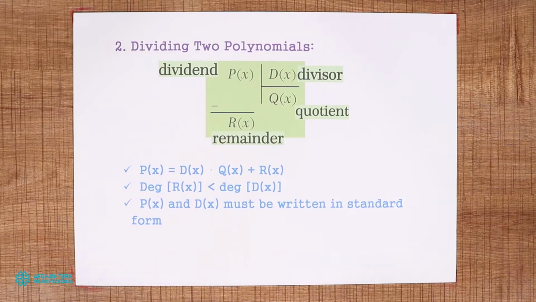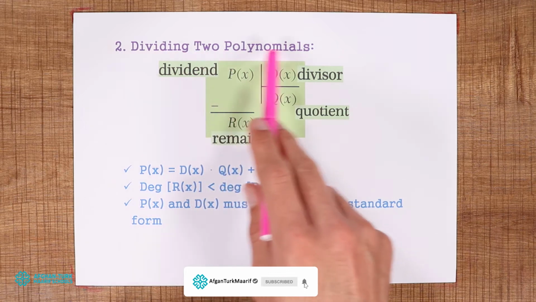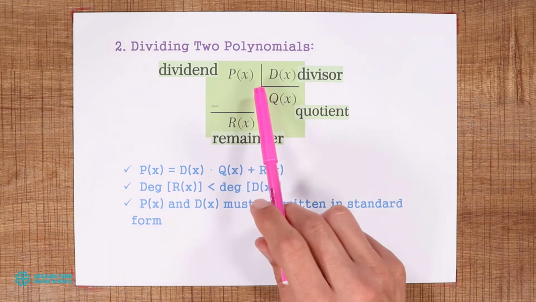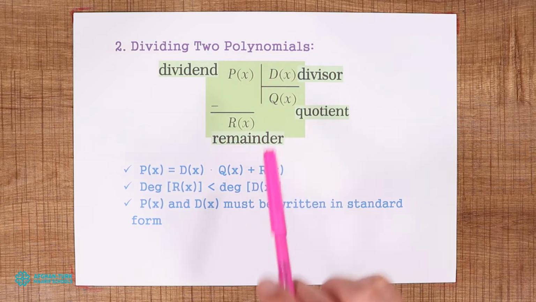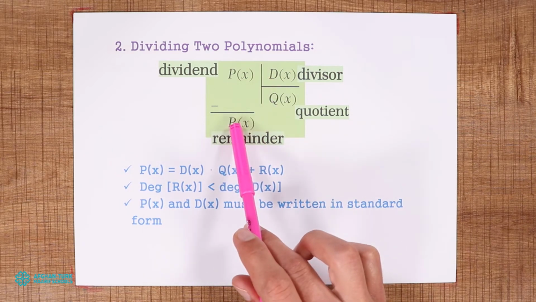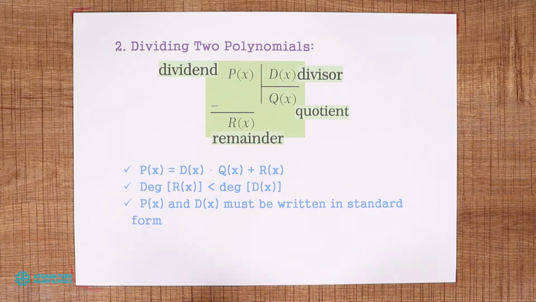So in the second topic we have dividing two polynomials. In the previous video we studied and learned how to divide a polynomial by a monomial. So today, dividing two polynomials, as you know, p of x divided by d of x. The remainder will be r of x and the quotient will be q of x.